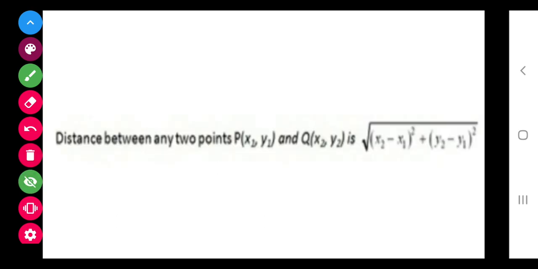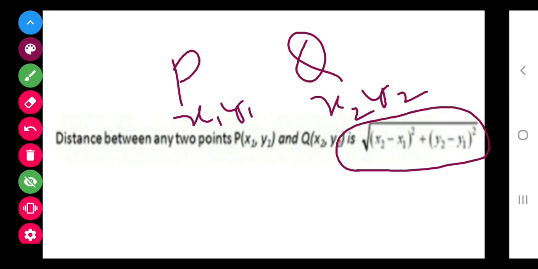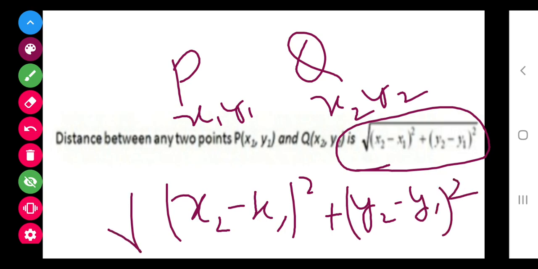So class, considering two points P and Q, where the coordinates of P are x1, y1 and of Q are x2, y2. You can make any one as x1 y1 or x2 y2. Then the distance formula will be given by this: the square root of (x2 minus x1) whole square plus (y2 minus y1) whole square.